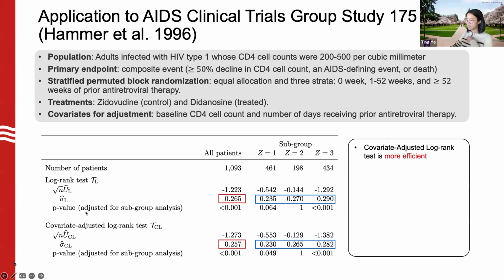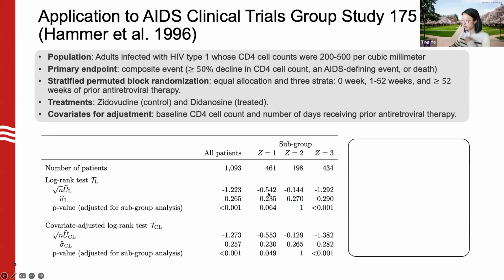Here we can first see that the numerator is quite similar for the log rank test and the covariate adjusted log rank test, because they have the same interpretation. This one just adjusts by an estimator of 0. So this tends to be more precise at the true value, but it doesn't change the interpretation.